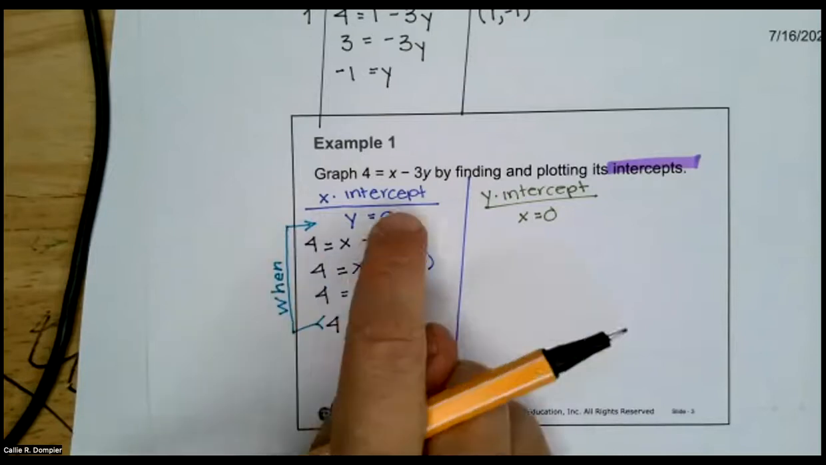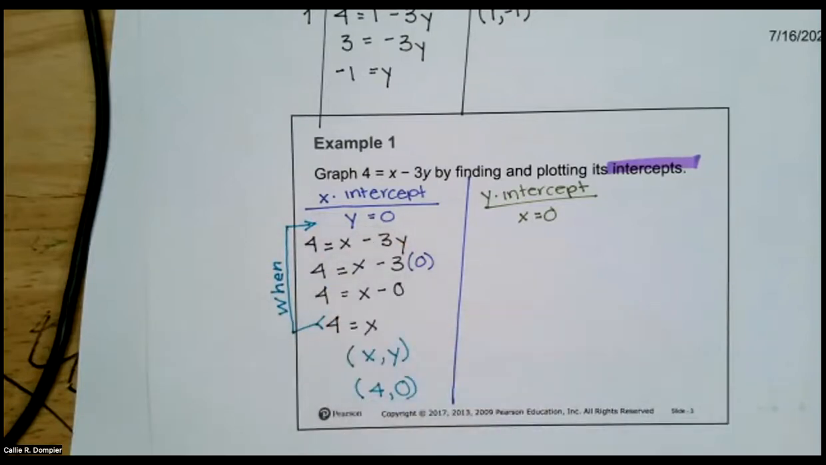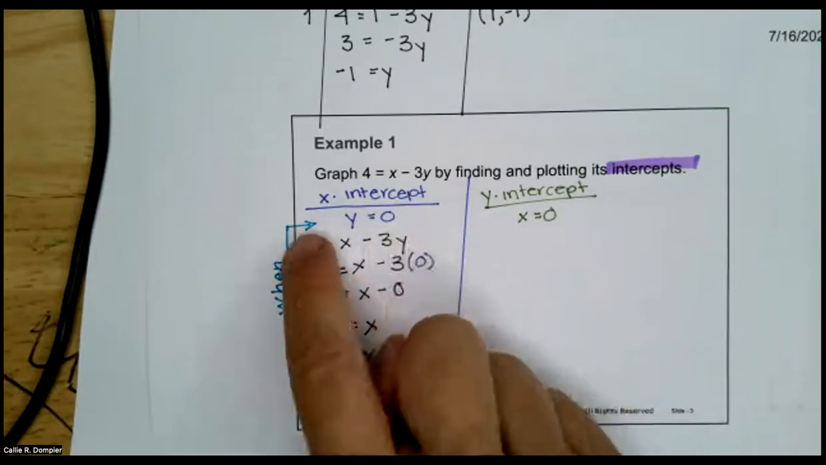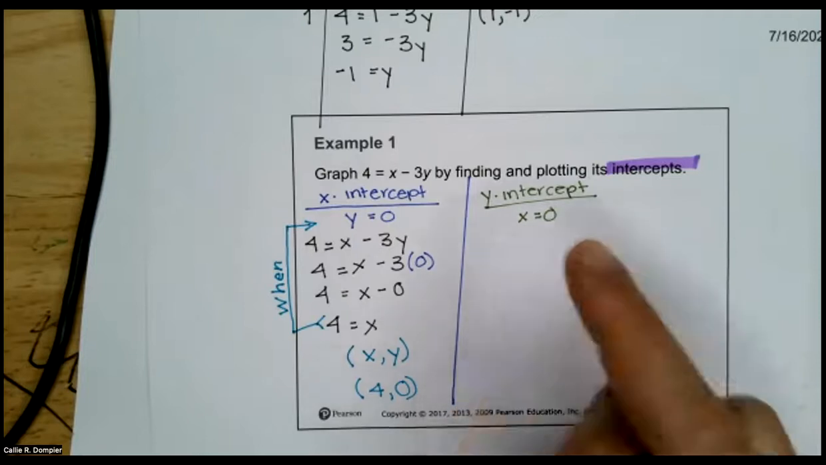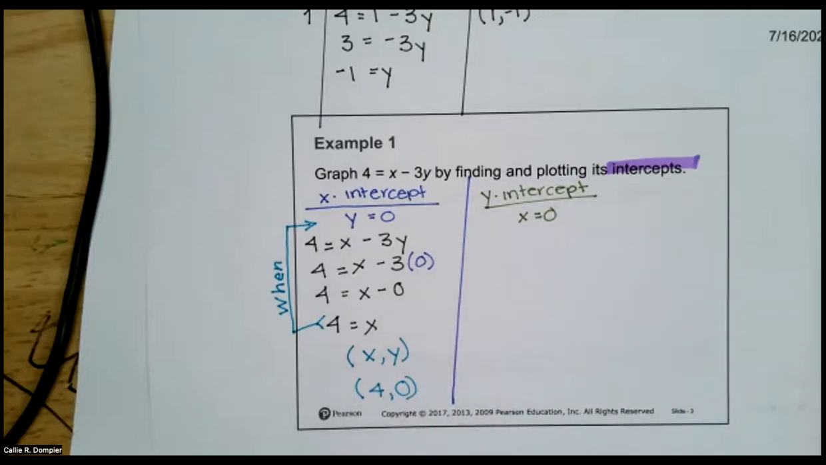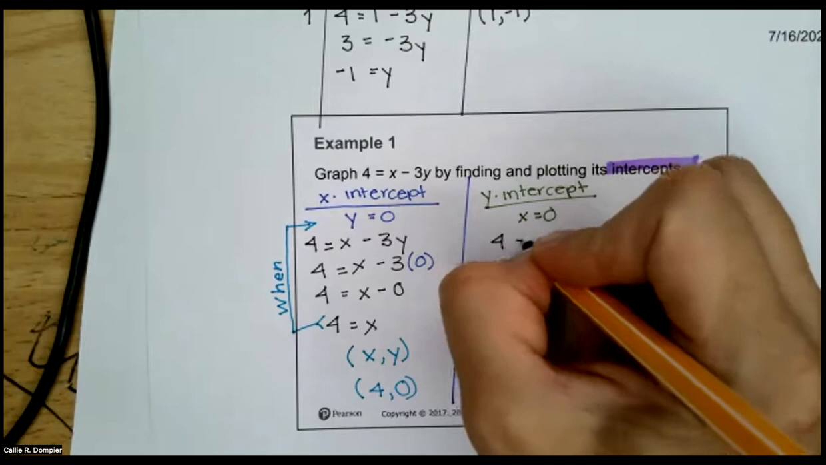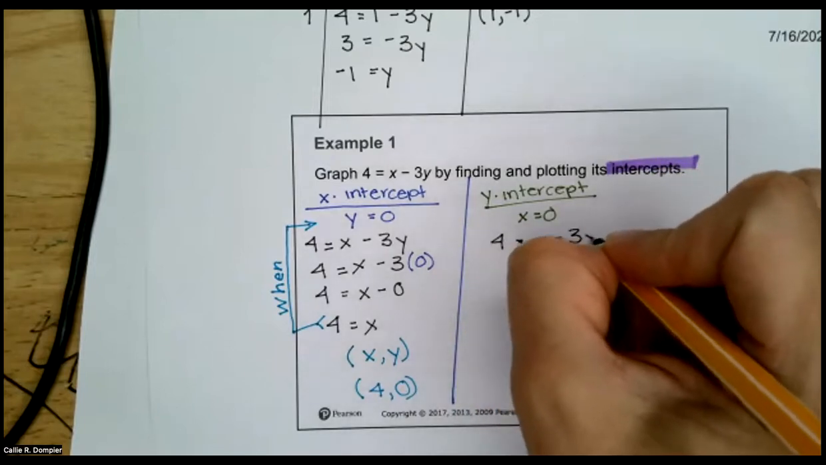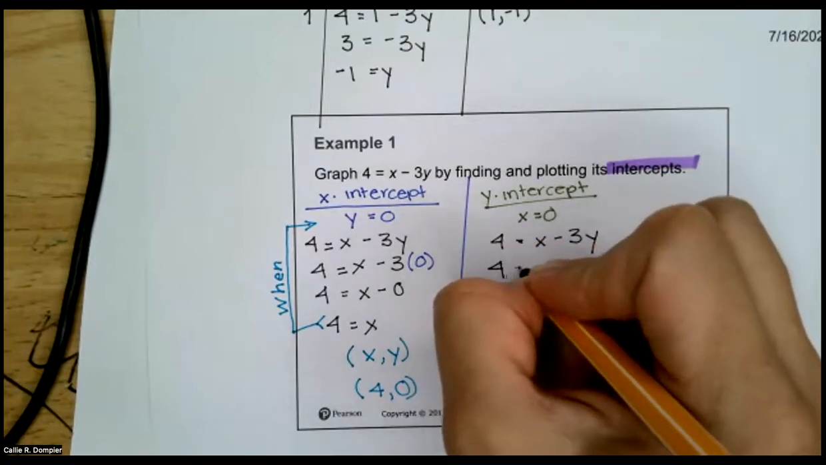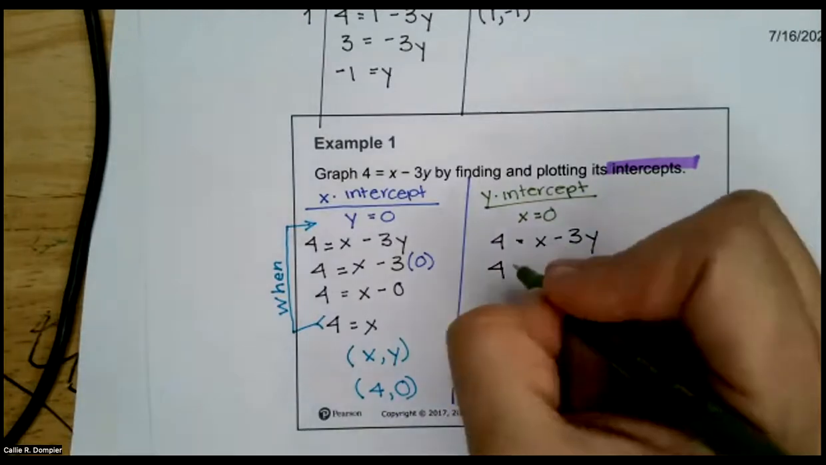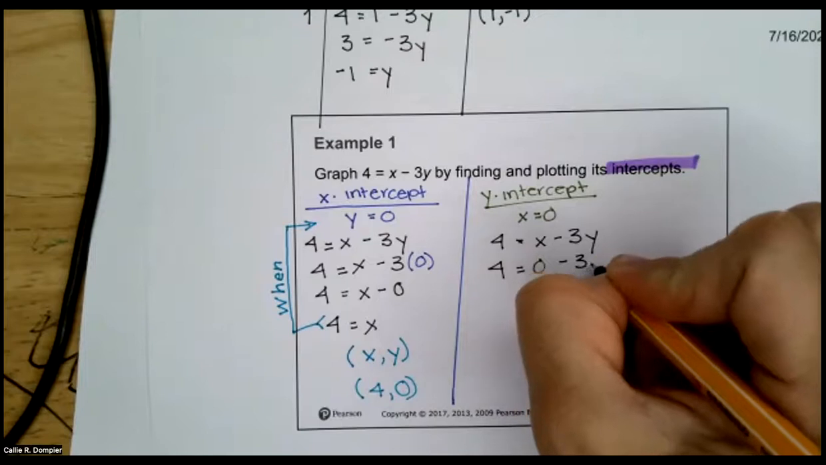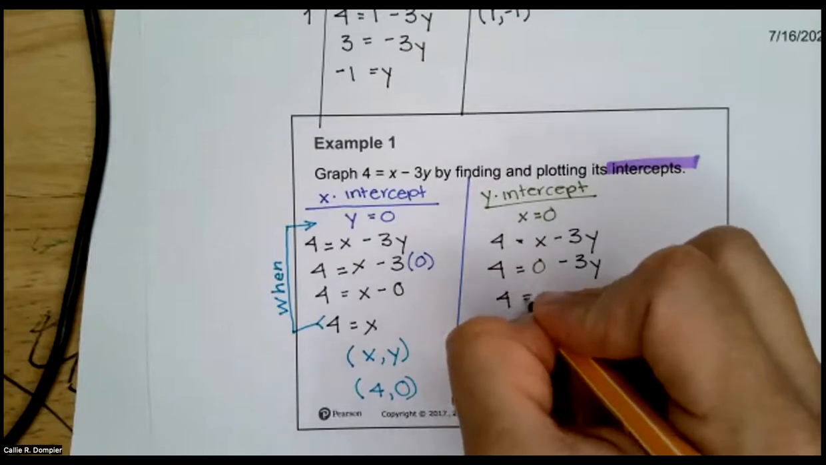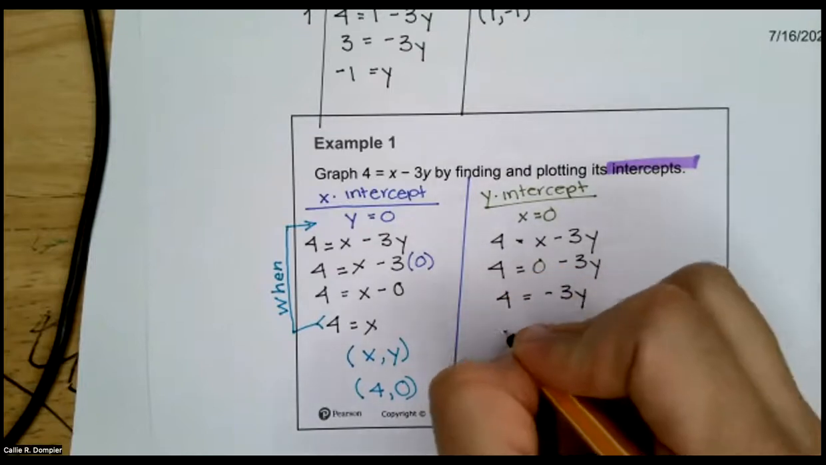X is 4 when y is 0. We're going to do the same thing to find the y-intercept, the same equation, but now we're replacing x with 0 instead of the y with 0. So it's still 4 equals x minus 3y, but now it's 4 equals 0 minus 3y. So 4 equals negative 3y.